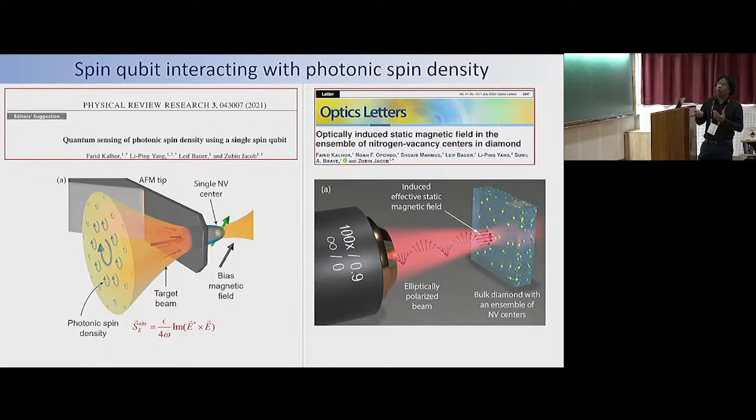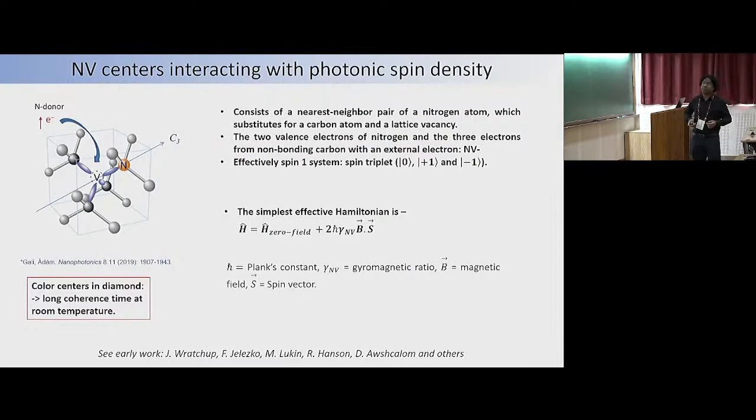We went away from the single emitter limit. We looked at a bulk NV center, and we tried to really figure out what happens when you have this light interacting with the NV center. There's an induced effective static magnetic field. Think of it as the spin density of light creating an effective static magnetic field at the location of this NV center. So let's try to understand this interaction in more detail, and then I can talk about the experimental results. For those of you who are interested, there are many review articles on this.